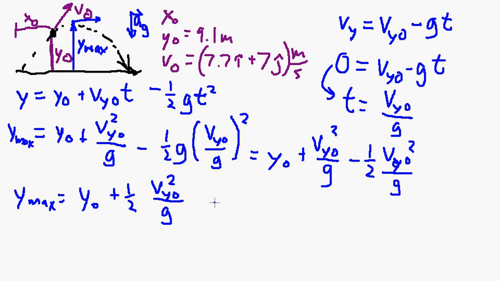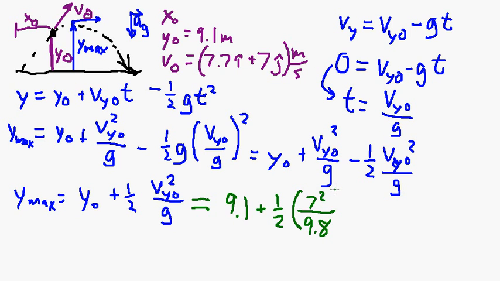So if we take the numbers I was given, I'll do this in a little green, maybe a forest green. So using my numbers, y naught was 9.1 meters, and then we're going to do plus 1/2, and vy naught, the y component of this was 7j hat. So times 7 squared, over 9.8.